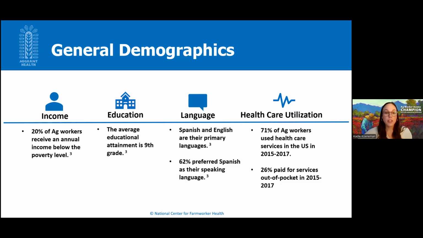Looking at healthcare utilization, 71% of ag workers used healthcare services in the US in the last 2 years. 26% paid for these services out of pocket, 16% paid using personal or family insurance plans, 24% used Medicaid or Medicare, and 11% were not charged for their visit.